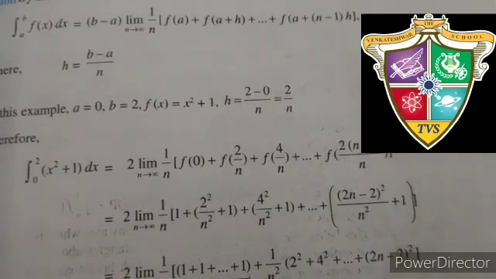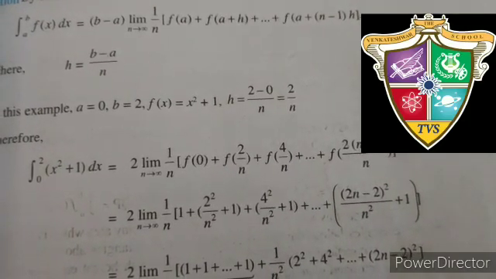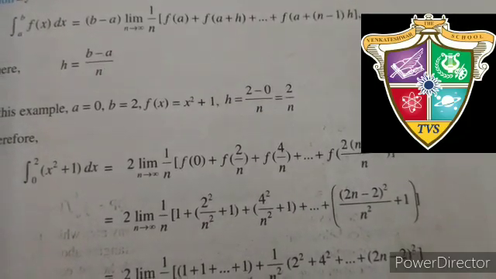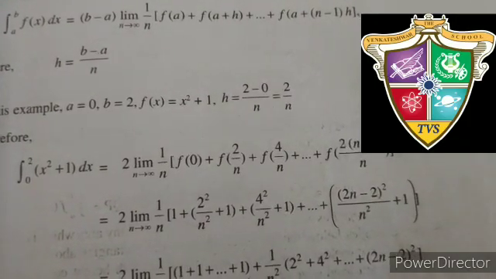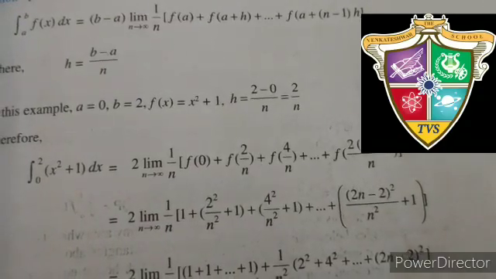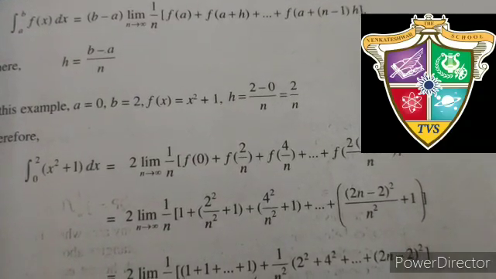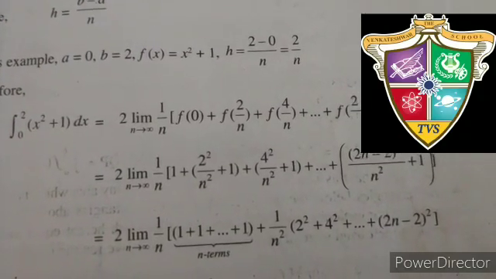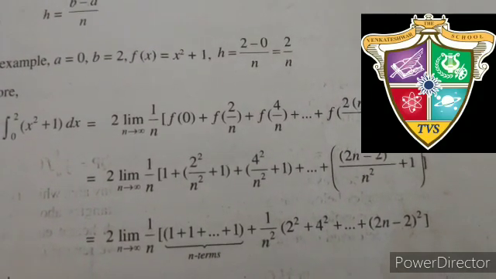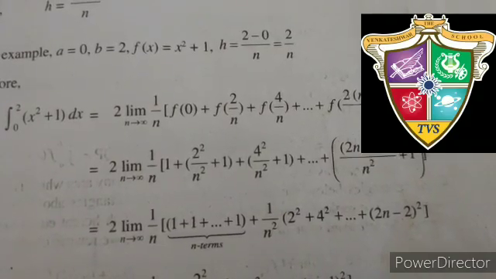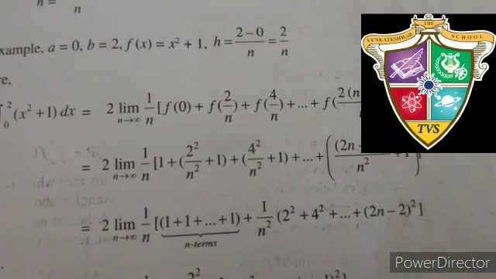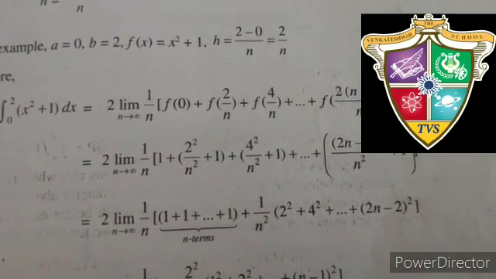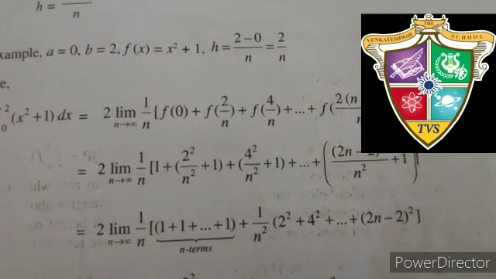In this example, the upper limit is 2 and the lower limit is 0. And the function given is x square plus 1. So, here if you find h, you get 2 by n. Therefore, your question becomes integral 0 to 2 of (x square plus 1) dx. That will be represented as limit of sum, where 2 is a constant term, so we are taking it out. Limit n tends to infinity, 1 by n.